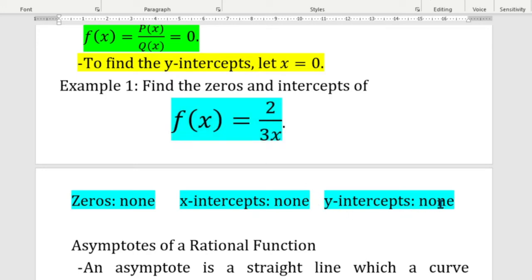Now, to solve for the y-intercepts, we will let x equal to 0. In this case, if we have 3 times 0, it will become 0, and we have 2 over 0. This is undefined. We cannot divide anything by 0. If that is the case, we cannot solve it. It is undefined. Thus, we do not have a y-intercept also. What does it mean? It also means that the graph of this rational function does not cross or touch the y-axis because it has no y-intercept. That is how we are going to solve for the x and y-intercepts of our rational functions.